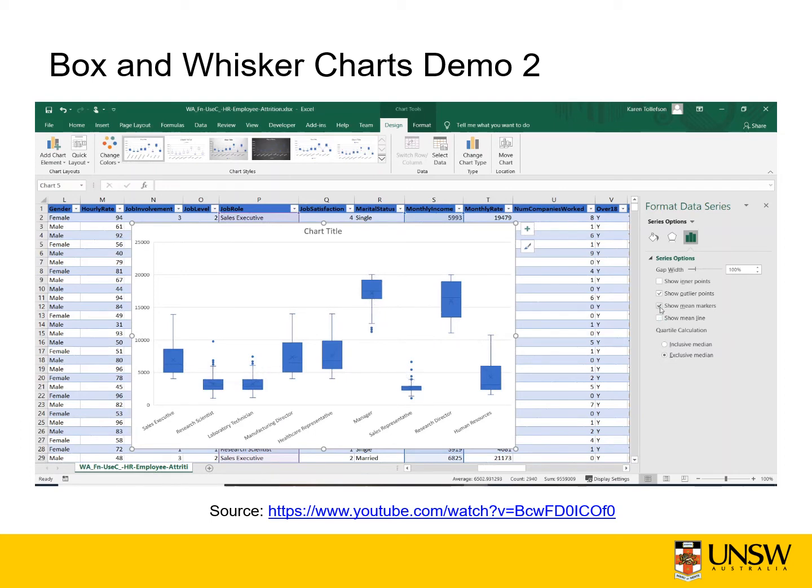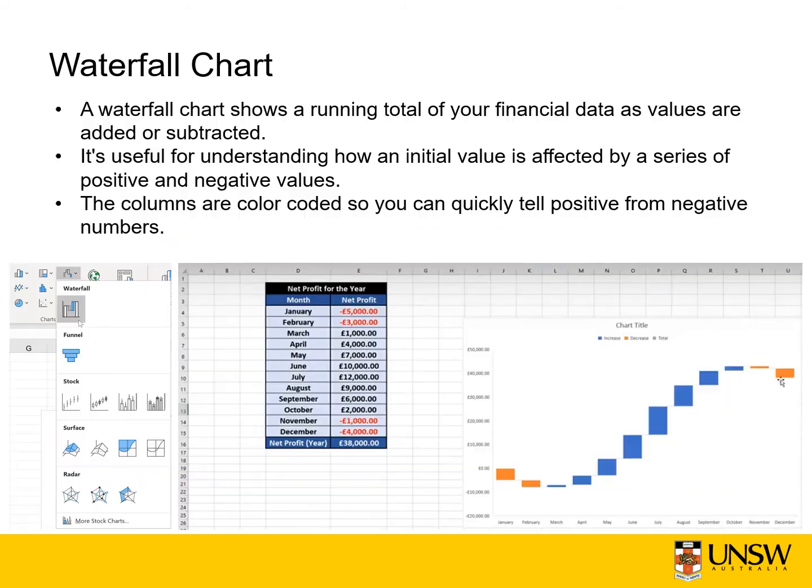If I want to not show the mean at all, I can deselect Show Mean Markers. I can determine whether or not I want to include the median in the quartile calculations or not. And I can decide whether I want to show the inner points or whether I want to show the outliers. And then of course I can increase or decrease the gap width to make these boxes wider or shorter. So I can make them real wide if I want, or I can make them real narrow.